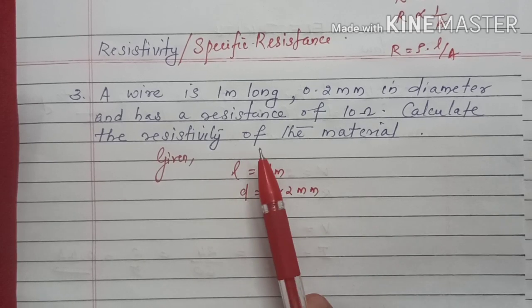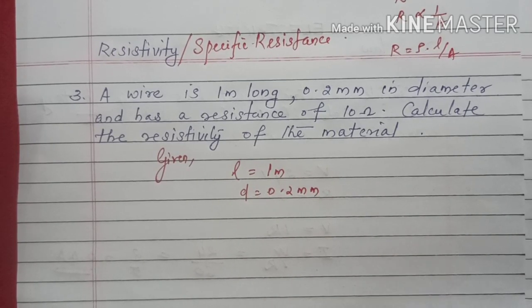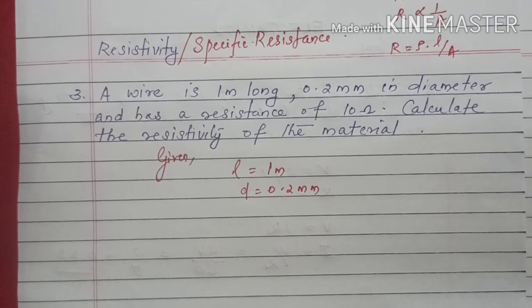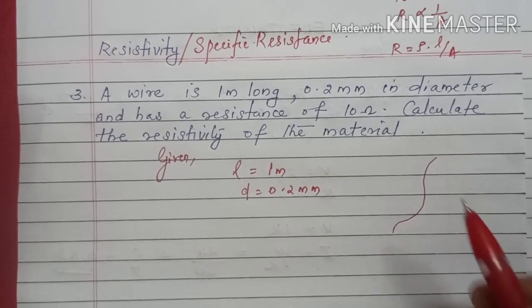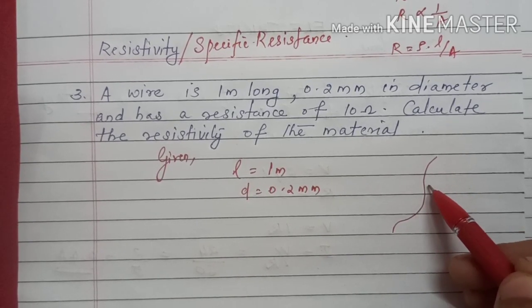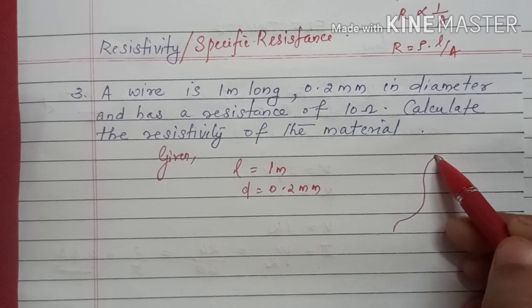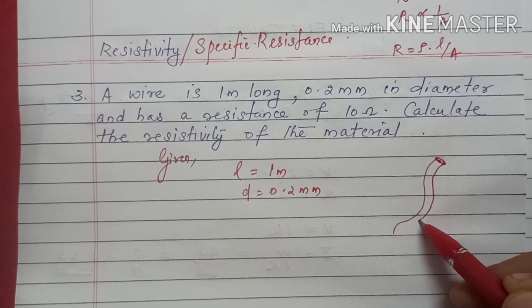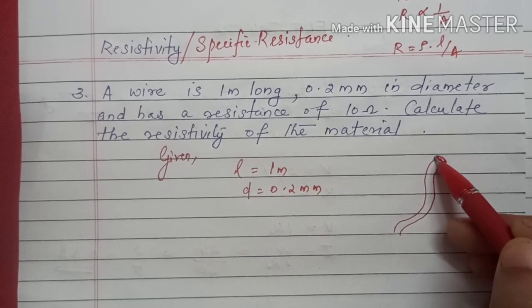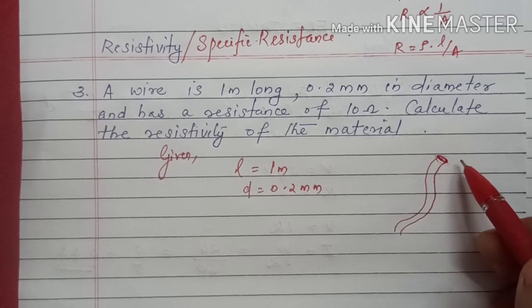So for what is this diameter given here? You know that this is a wire, no? This wire has an area of cross section which is in the form of a circle. If this is a wire and if I cut it and take the area of cross section, you will get it like this. Understand? So this is a circular cross sectional area.